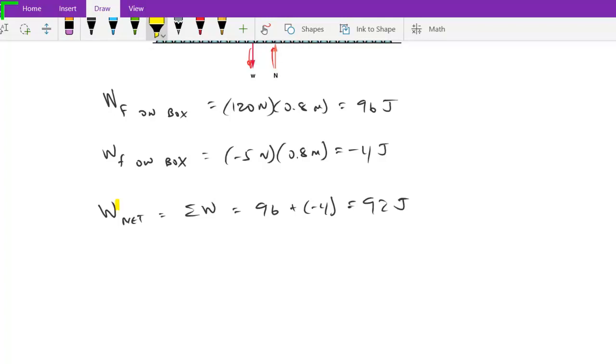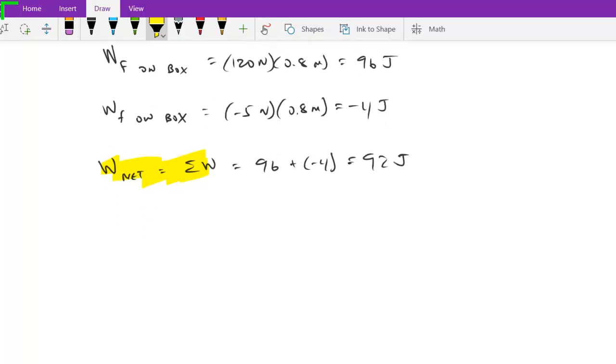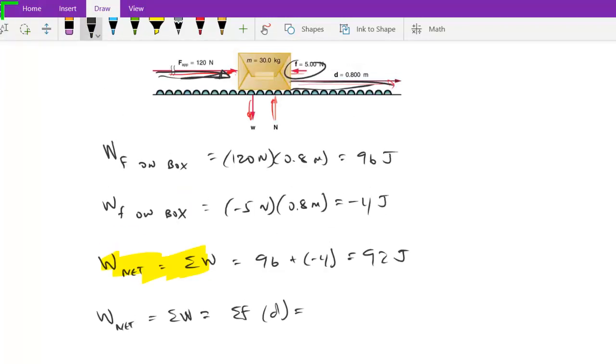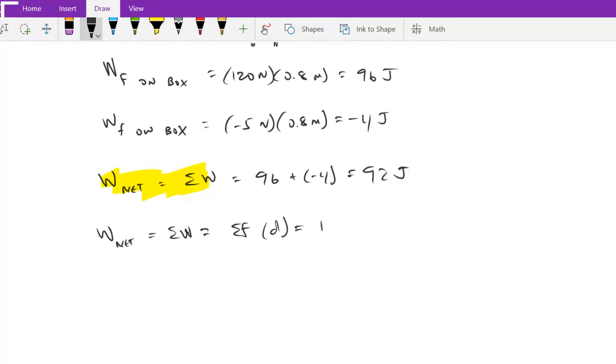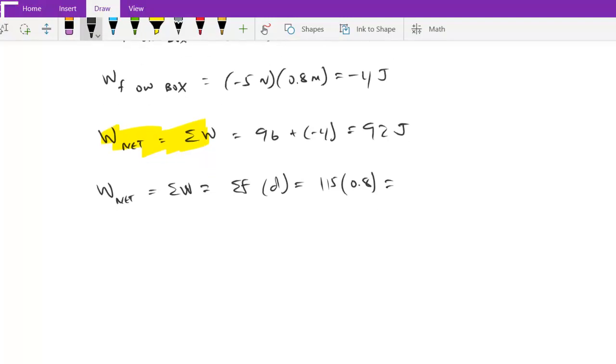So we can find our net work by summing the individual works, or we could have just found the same thing this way. The net work is the sum of all the individual works, or it is equal to the net force times the displacement here. So the net force would have been 120 to the right minus 5 to the left, so we have 115 times the displacement of 0.8. And so this is equal to 92 joules as well. So two different ways that we could get the net work done on this box.